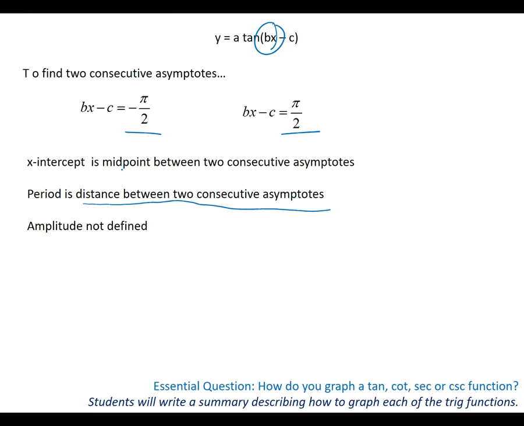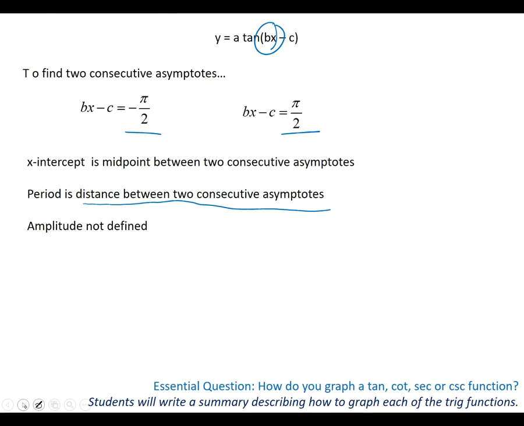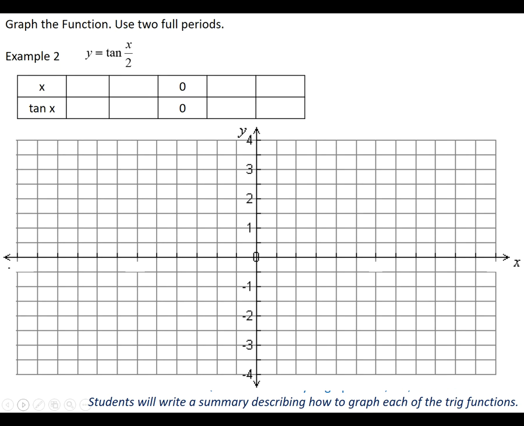The x-intercept is the midpoint between the consecutive asymptotes. So if I looked at that again, exactly halfway between, we plot our x-intercept. And then we pick one number in each direction and just make sure we're tilting the graph the right way. So, let's talk about its amplitude here for tangent. Ready?